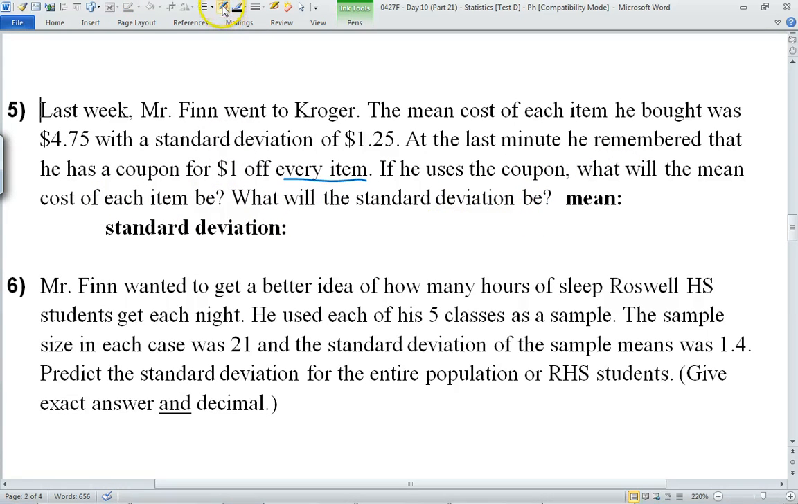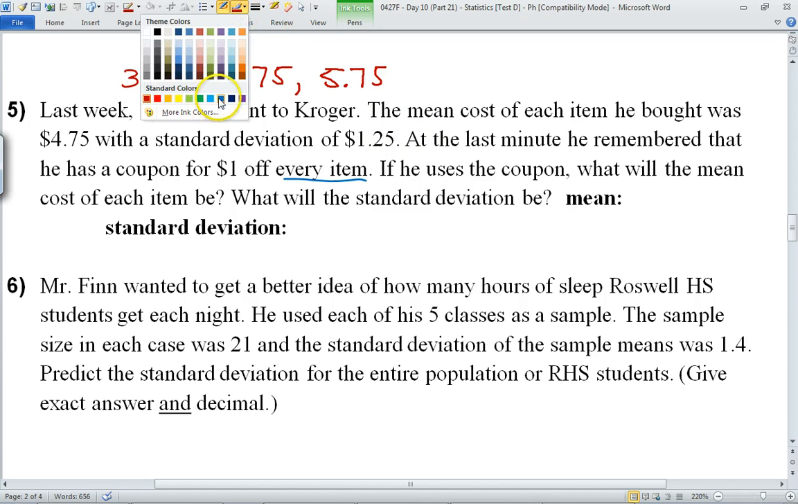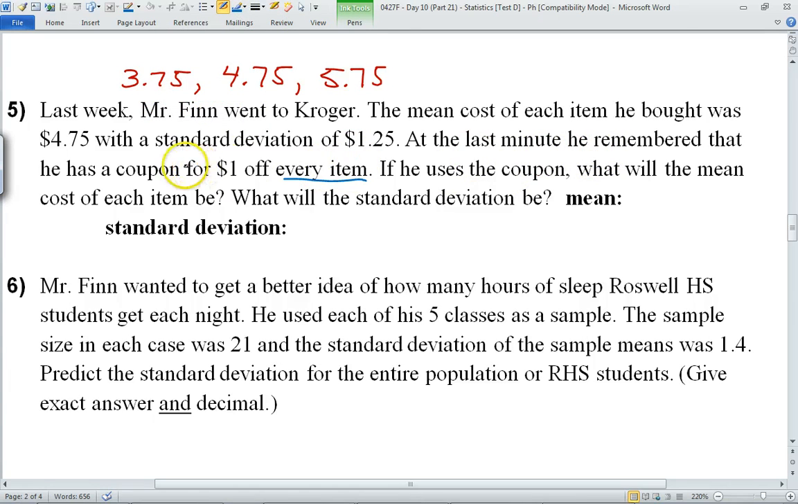Okay. I think it might help if I make up some sample numbers to give you the idea. But the key is that the coupon will take $1 off every item. So for example, say he bought one item for $3.75, another item for $4.75, and another item for $5.75. If he uses this coupon, the coupon is going to give him $1 off every item. So, using this example, what would be the new price of these 3 items?